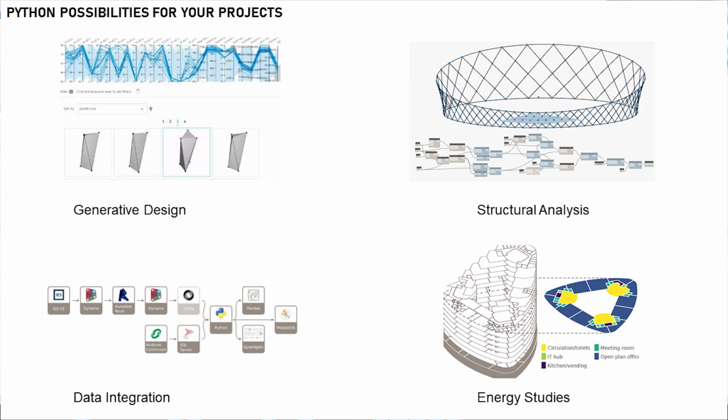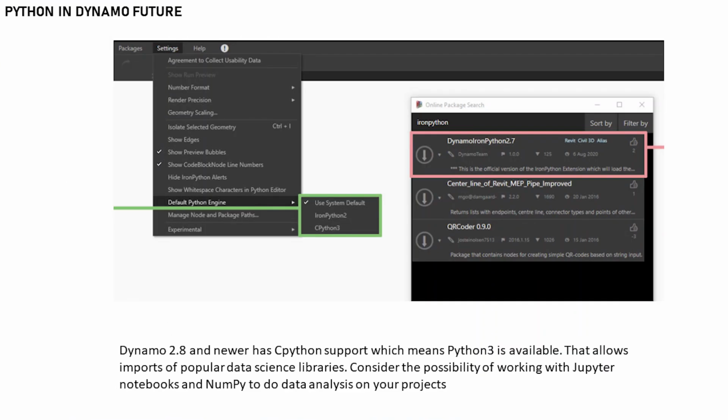Python is great for integration. You can integrate a lot of services with Python, not just Dynamo, but Excel. Put them together, and you can do energy studies with it. Python has a lot of possibilities with just Dynamo, and this is what CPython looks like.